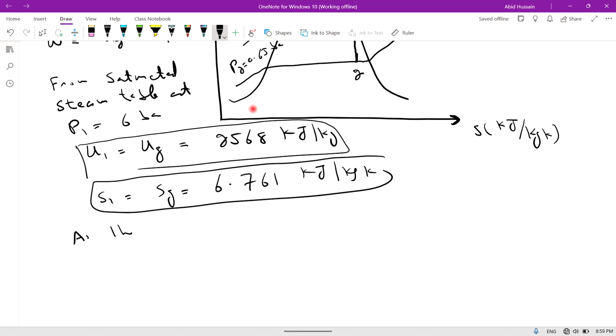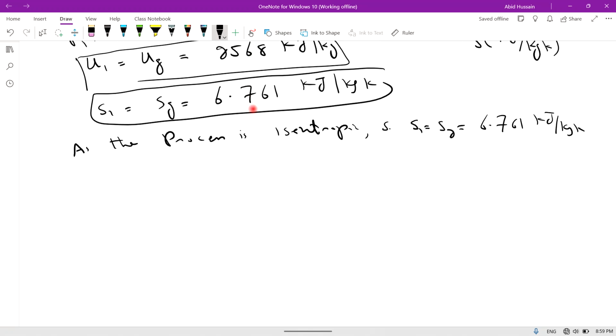As the process is isentropic, S1 = S2 = 6.761 kilojoule per kilogram per Kelvin. Now we find X2 with the help of S2. S2 = SF + X2(Sg − Sf). From this formula we find X2.